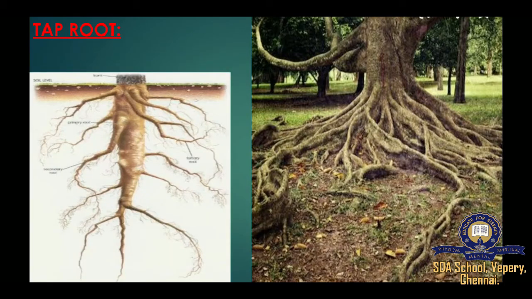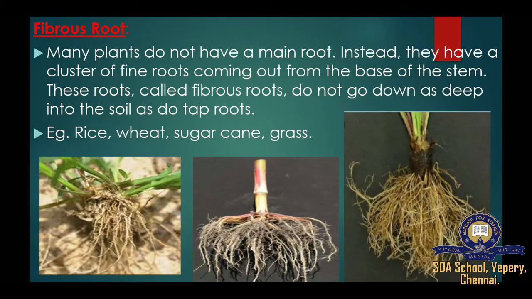Many branches and sub-branches come out from this main root and spread out into the soil. The main root and its branches are together called the taproot system. And second one, adventitious root systems or fibrous root system.